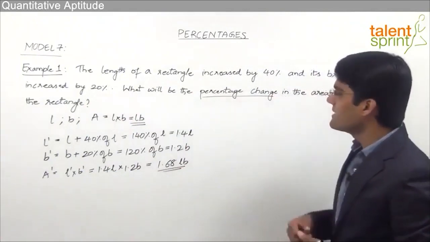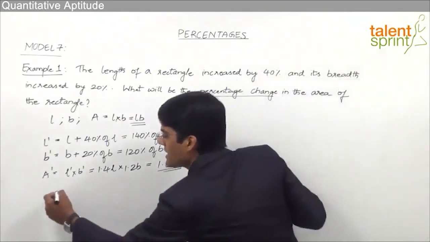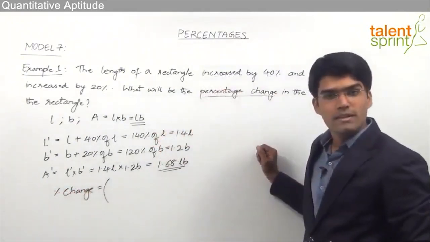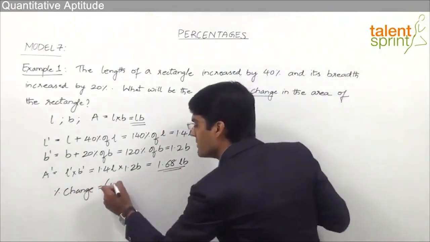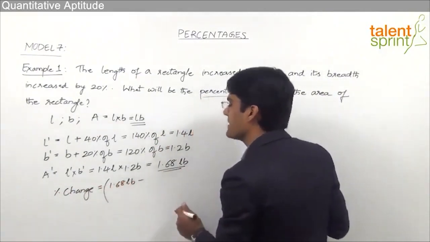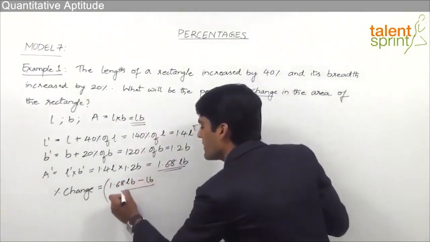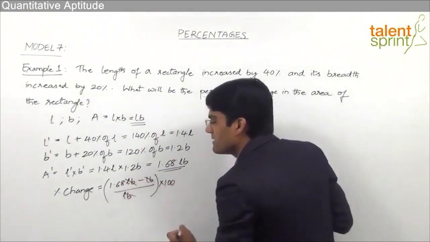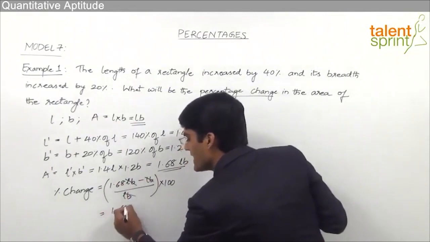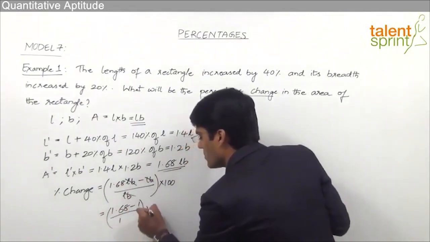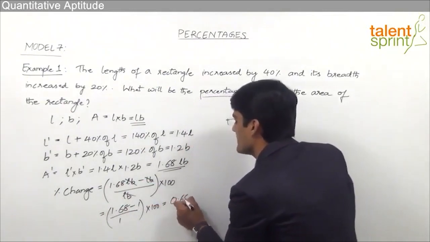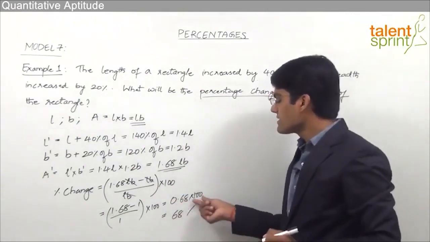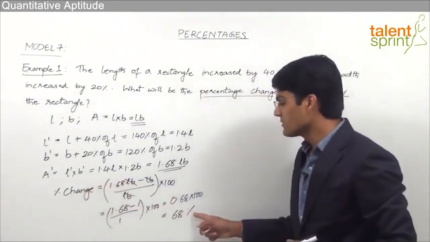Now we need to find out the percentage change in the area of the rectangle. So the percentage change, as discussed earlier, will be equal to final area minus initial area by initial area into 100. The final area is 1.68 LB. So 1.68 LB minus initial area, that is LB, divided by initial area LB into 100. As LB and LB get cancelled in the numerator and denominator, we get 1.68 minus 1 by 1 into 100, which equals 0.68 into 100, and this can be taken as 68%. Because 0.68 into 100 is 68 and this is a percentage answer, so 68%.